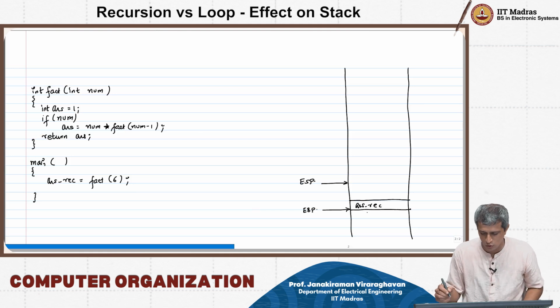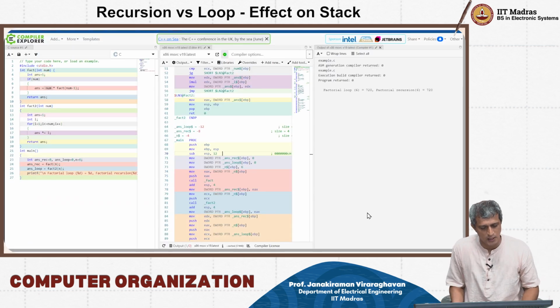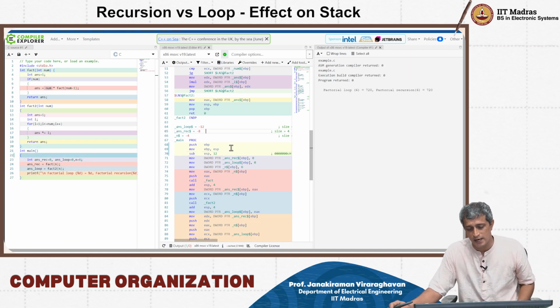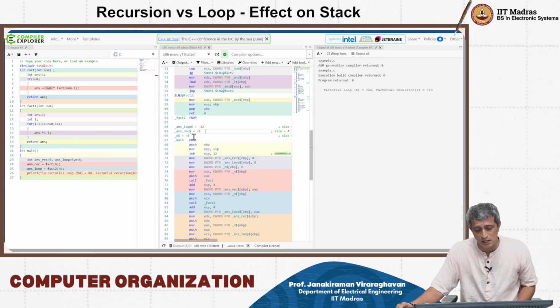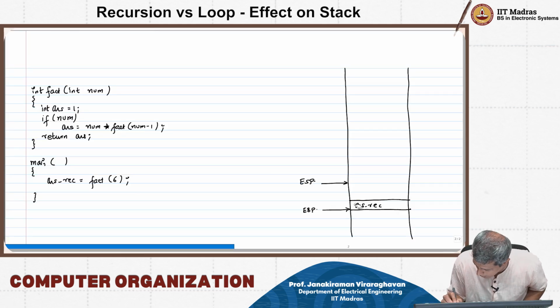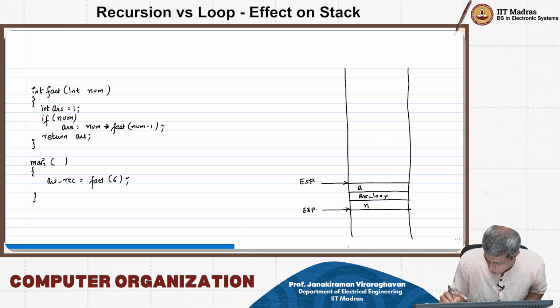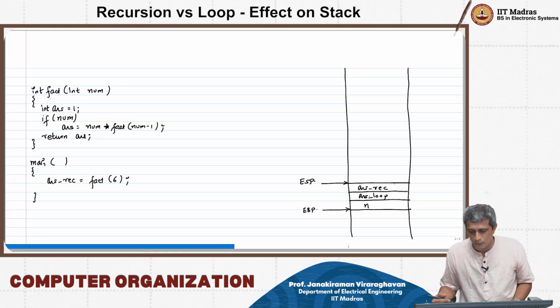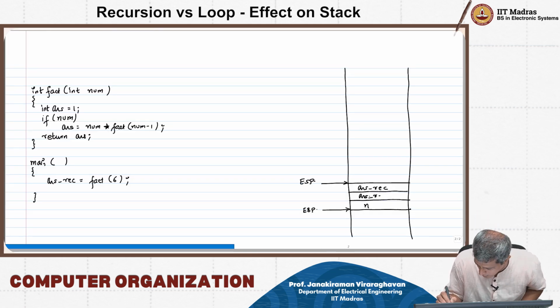So you'll have answer_rec here, which is in EBP. If you look at it, answer_rec is in EBP minus 8. The local variable n is in EBP minus 4. Okay, so maybe I'll make that accurate. This is n. This is answer_loop, and this is answer_rec. Okay, EBP minus 4, EBP minus 8. No, it's the other way. This is recursion and this is loop.